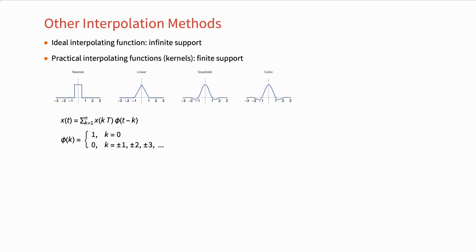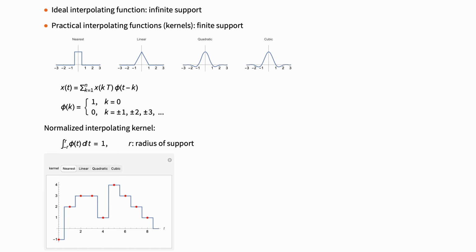It is equal to 1 at k equal to 0, and for all other values of k, it is equal to 0. Sometimes we also normalize the interpolating function so that the area under the curve is equal to 1, as shown with this integration. Here, r is the radius of support of the interpolating kernel. Here we show the result of practical, non-ideal interpolation using each of the interpolating kernels mentioned here.